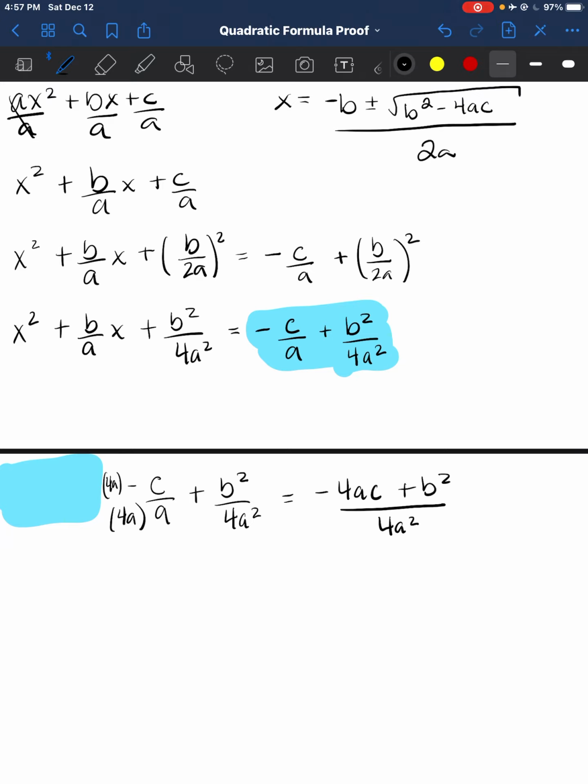We're almost there, almost. So, next comes the left side.